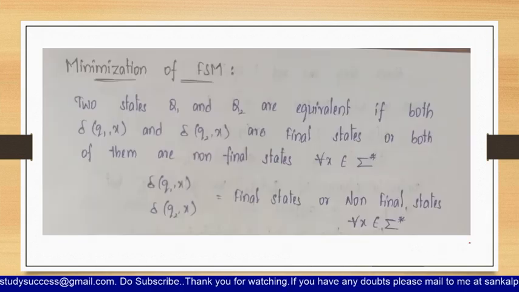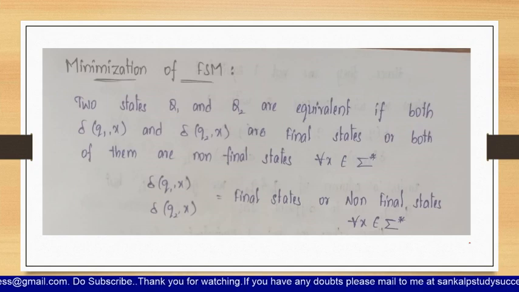So now let us see here. There are two states Q1 and Q2 which are equivalent if both the transitions Q1, x and also Q2, x are final states, or both of them are non-final states. That means the answer of the transition function should belong either to the final state or to the non-final state, but it should not belong one to the final state and another to the non-final state. Then we are going to minimize the finite state machine.